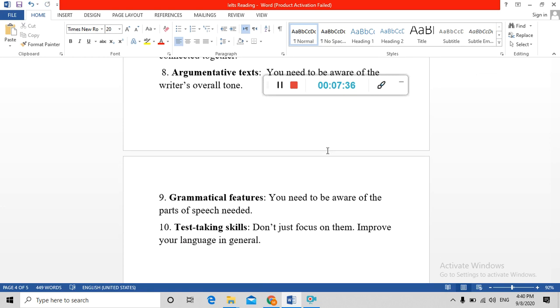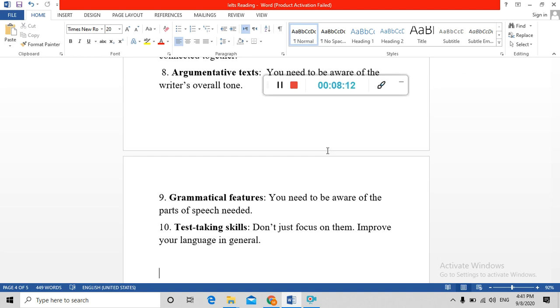So, if the answer is preceded by a verb, then you can't answer with a verb, for example. Or if the answer is in a sequence of plurals, then as we mentioned in the listening, you need a plural. So you need to be careful and aware of the grammatical features. Test taking skills: don't just focus on them. Improve your language in general.